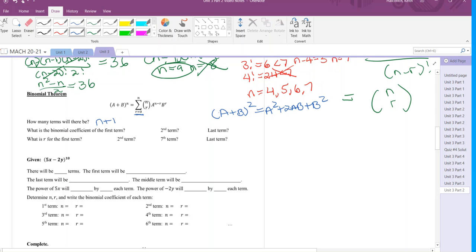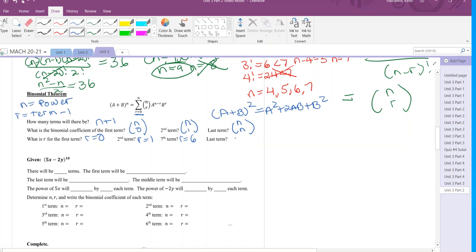What is the binomial coefficient of the first term? It's going to be n choose 0. The second term would be n choose 1. The last term would be n choose n. What is r for the first term? R is equal to 0 for the first term. It's equal to 1 for the second term. For the 7th term, it's equal to 6. So r is always 1 less than the term. So it's going to be the term minus 1. Whereas n is always the power of the binomial.